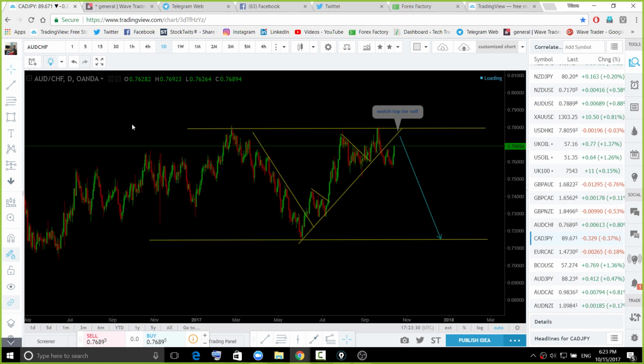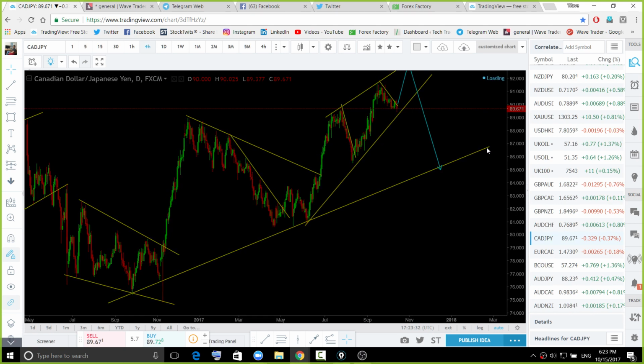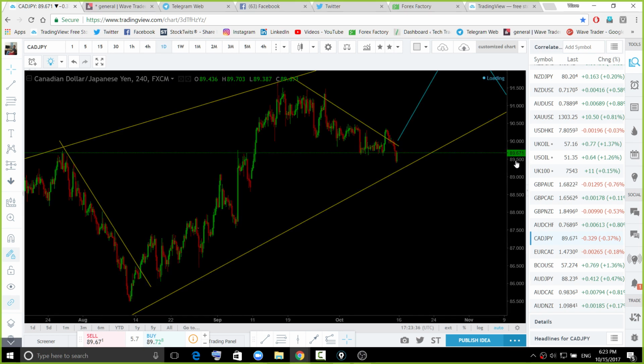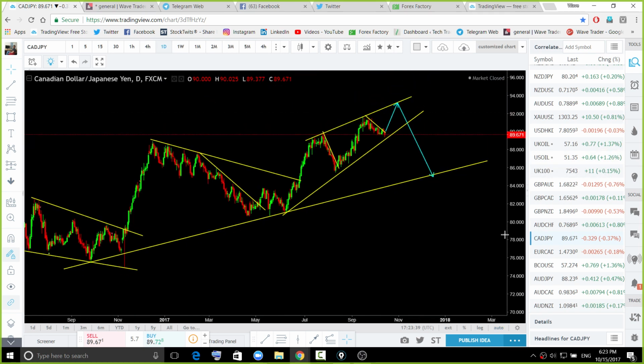CAD yen, not a best pair for me to open a trade. What it can do, it can go for another up leg. Let me show you the daily time frame. Yeah, not a best pair.